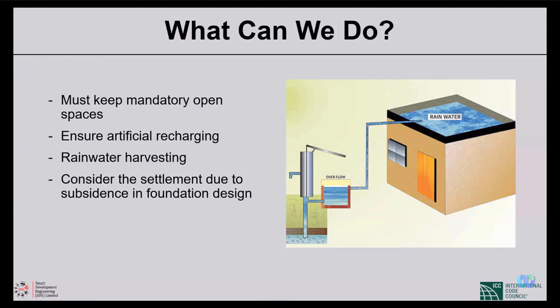So why do we consider settlement? Because the three measures mentioned in this slide, mandatory open space, artificial recharging, and rainwater, will cover up for the future. But what about now? So now we need to consider the settlement, because we cannot gain what we have lost instantly.